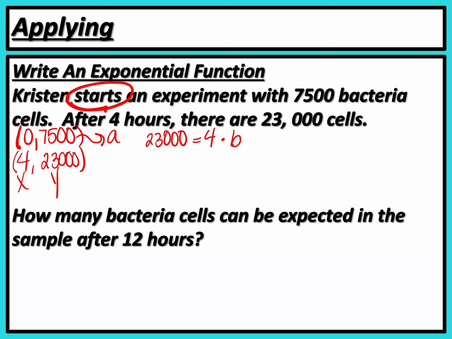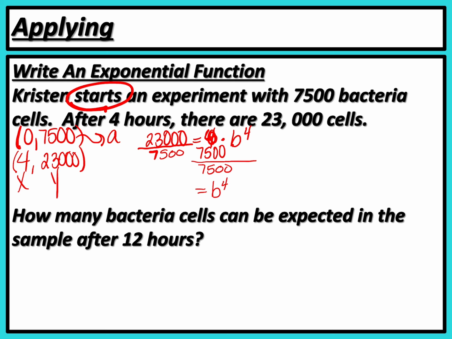Oh, I'm sorry, not b, or not 4, rather. There we go. 4 is my exponent. Okay, so we're going to have to bear with the numbers that we get here. When I divide out that initial value to get b by itself, I get b to the 4th.